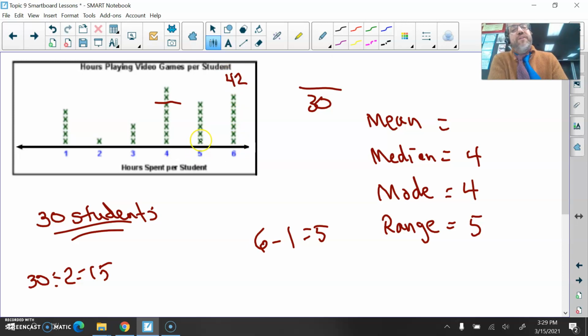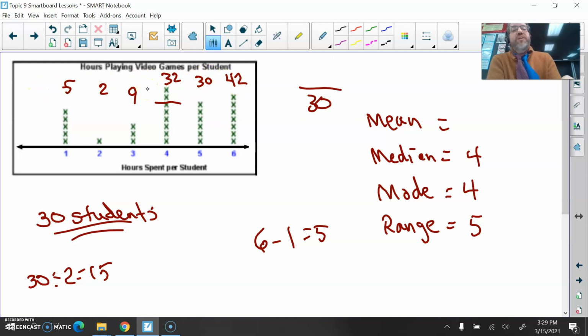5 hours a day, I have 1, 2, 3, 4, 5, 6 kids. What's 5 times 6? Well, that's 30. 4 hours a day, I have 1, 2, 3, 4, 5, 6, 7, 8 students who said 4 hours a day. 4 times 8 is 32. 3 students said they spend 3 hours a day. So 3 times 3 is 9. 1 student said they spend 2 hours. And 5 students said they spent 1 hour. So that's 5.